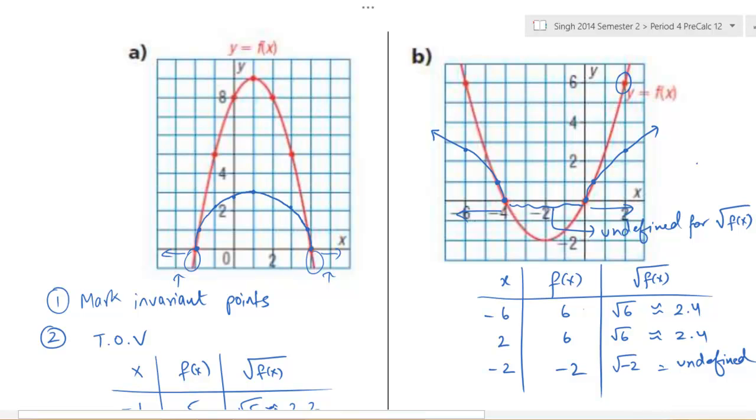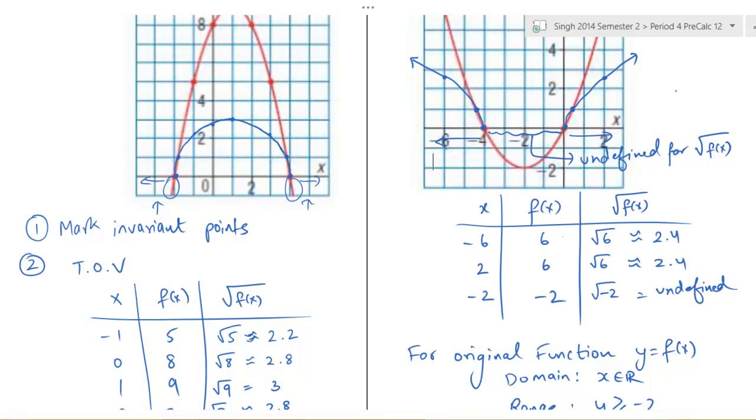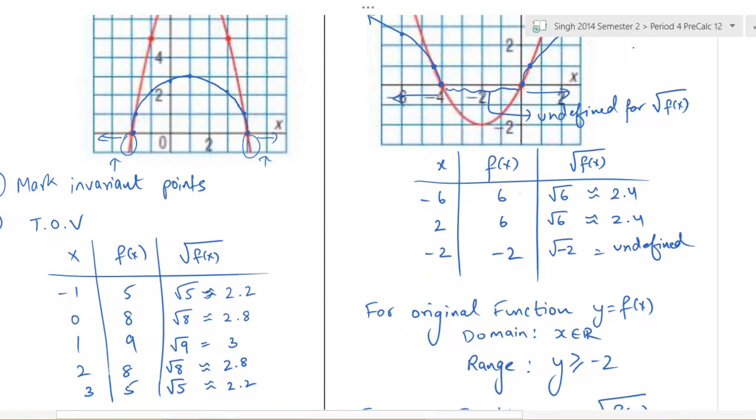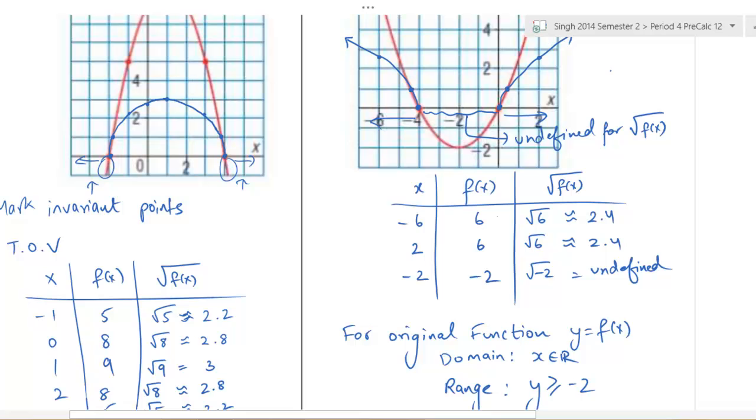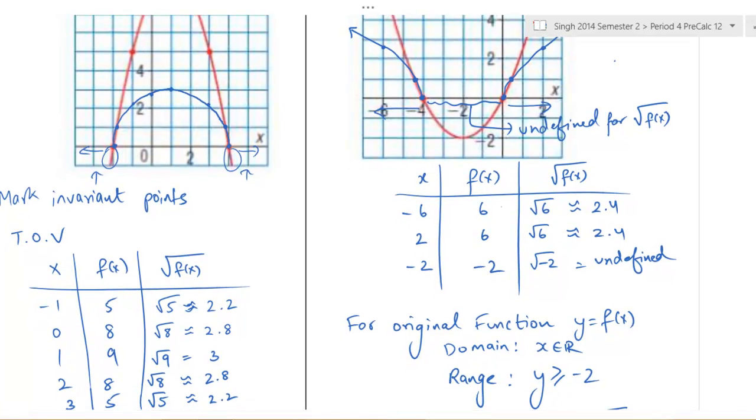Next, let's take a look at the domain and the range. For our original function, the domain of our graph was all real numbers. It's a parabola. The range was y is bigger than or equal to -2. That was the original function.